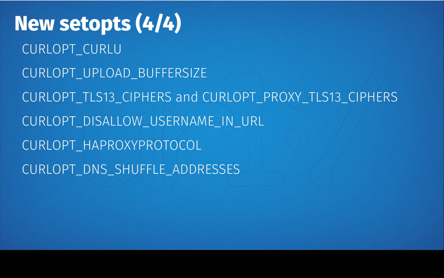And this is a gem, DNS shuffle addresses, because you can't do round robin with DNS, we can do it ourselves instead. Just shuffle them around so that you get a round robin connection or a random, pick a random address out of the responses you get. And there are two new ones for Alt-Svc too.